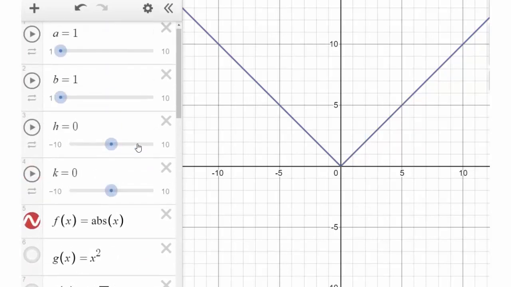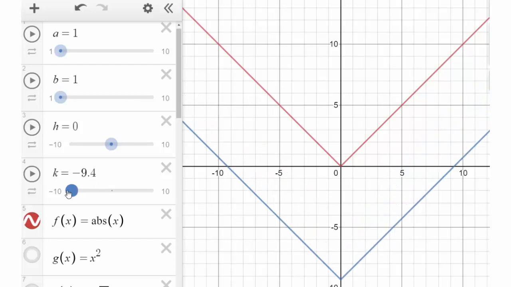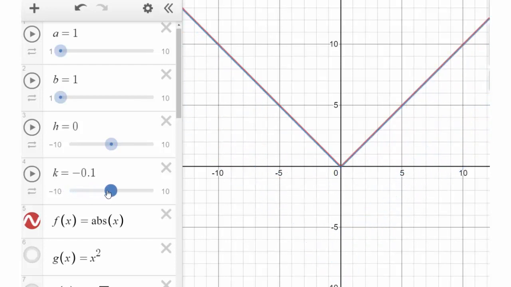So if you have the y minus k and you move k, if k is positive, the function moves up, k is negative, the function moves down. And you saw that with all the functions. So hopefully you made your own conclusions.